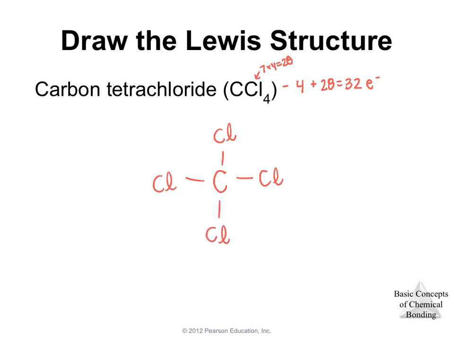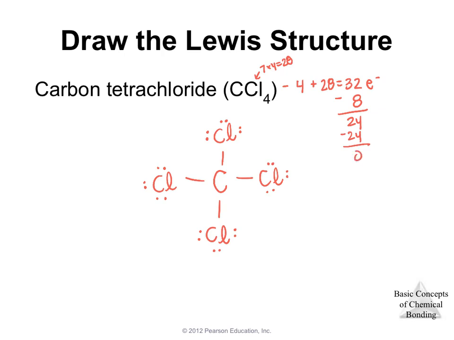Okay, so 32 minus 2, 4, 6, 8, because I have 4 bonds, 24 electrons left. So now I'm just going to start putting them in my outer atoms. 1, 2, 3, 4, 5, 6, 7, 8, 9, 10, 11, 12, 13, 14, 15, 16, 17, 18, 19, 20, 21, 22, 23, 24. So I have 0 left.